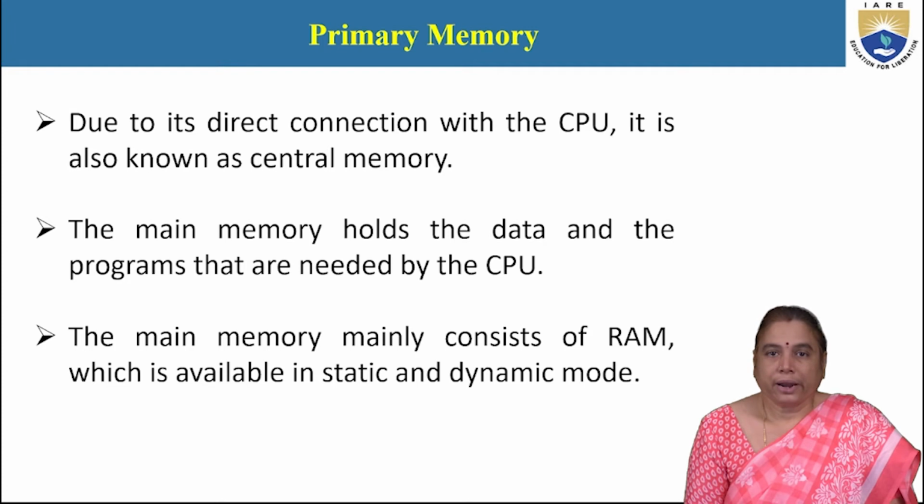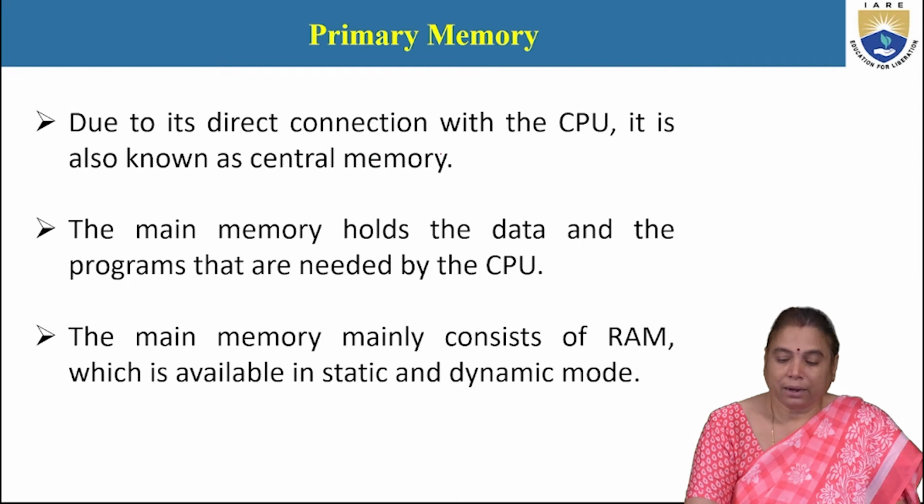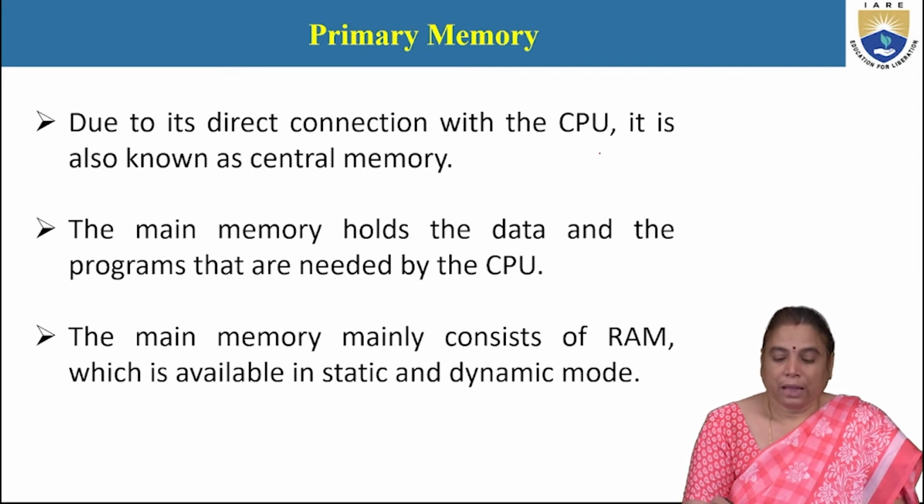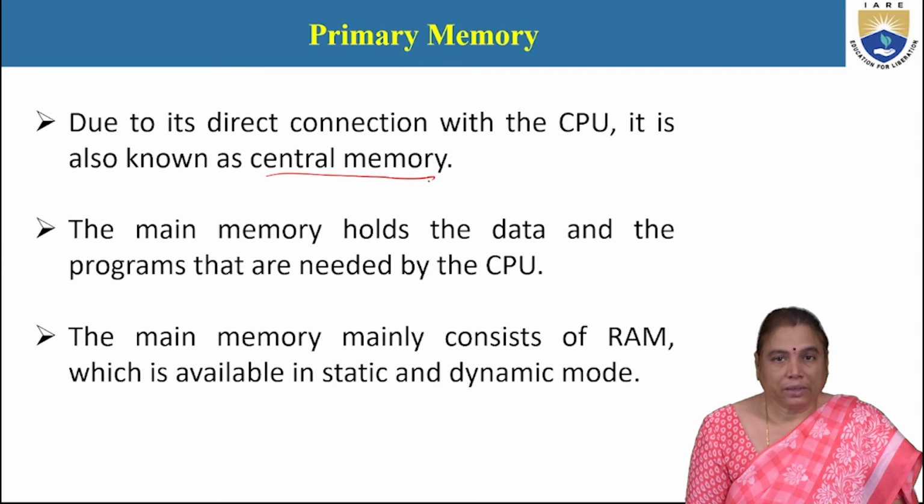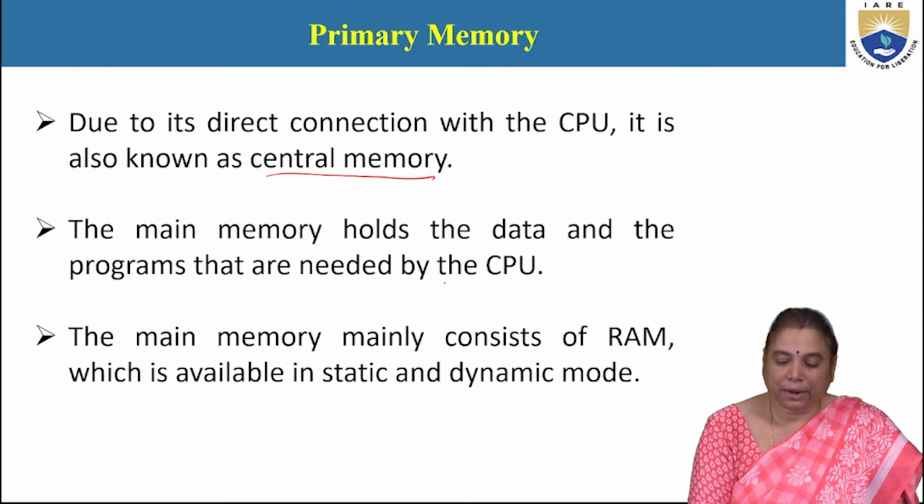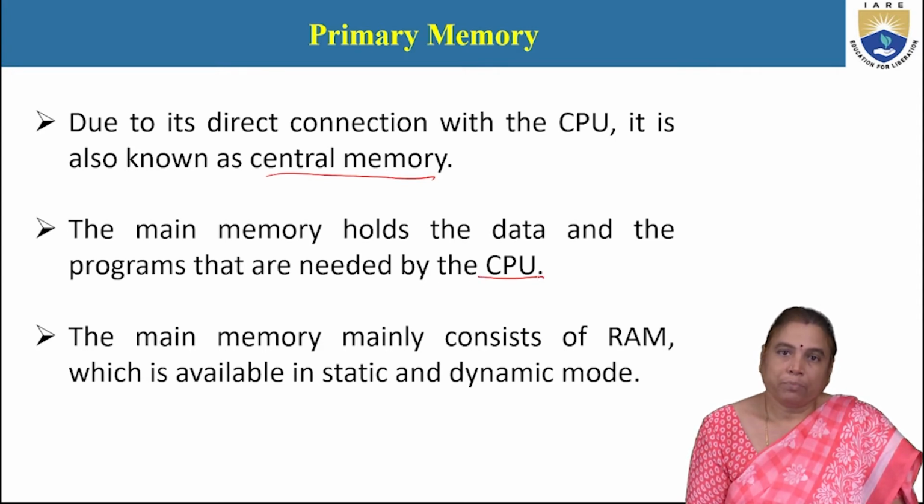Now we have to concentrate on the various classifications of memory. First is the primary memory. The primary memory can be directly connected with the CPU. Another name for primary memory is central memory. The main memory holds the data and the programs that are needed by the CPU. If programs are stored in the secondary storage, for execution they can be transferred to the primary memory. The main memory mainly consists of RAM, which is available in static and dynamic mode.